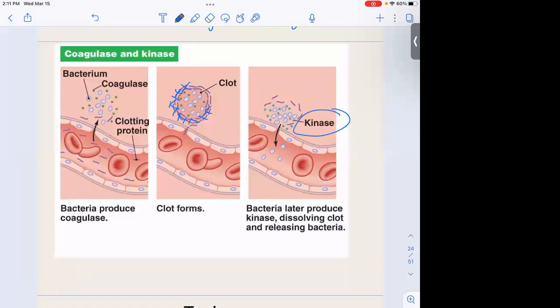Is kinase the same thing as staphylokinase? Staphylokinase is the kinase that the staphylococcus will secrete. So yeah, there's different kinds of kinase. There's streptokinase as well. I think it's either the staphylokinase or the streptokinase that sometimes is injected for a patient if they have a heart attack, the first time they have a heart attack, because it can break the clots open.